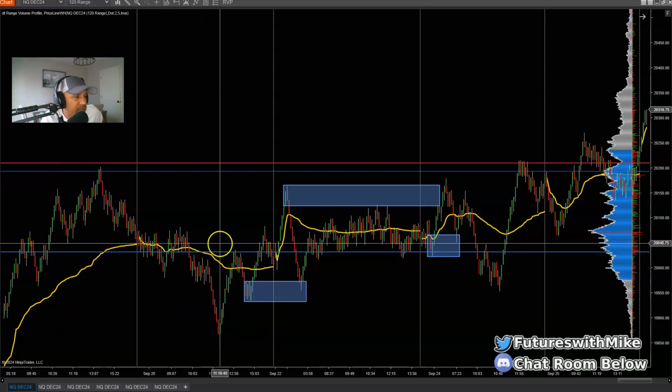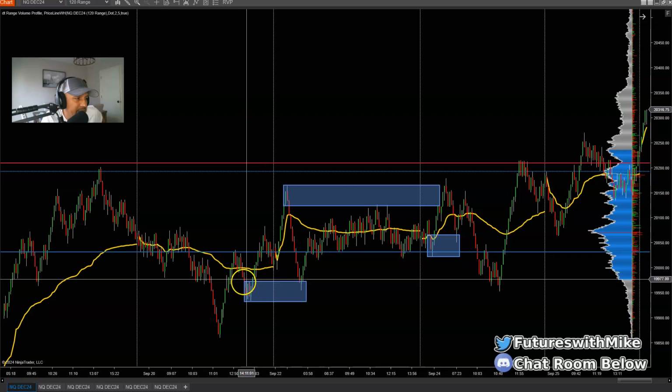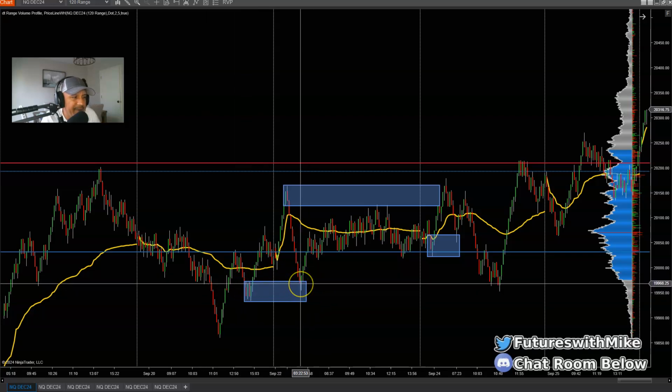So what I'm trying to say is, we'll take a look at this example right here and say this is an area of demand. Now this happened during London session. We're not looking at any given time period. I'm just showing you setups because they can take place at London session. They can take place during the New York session or pre-market session.